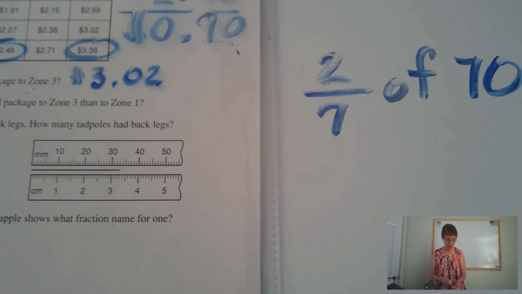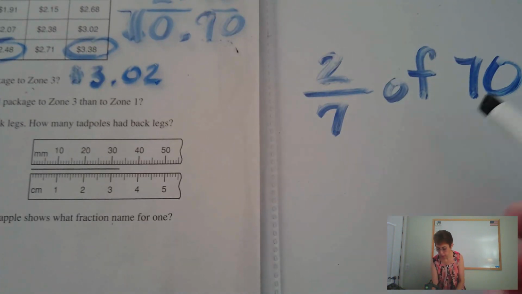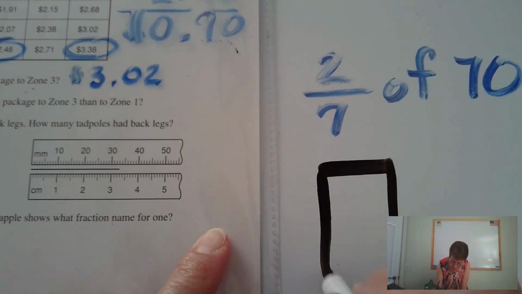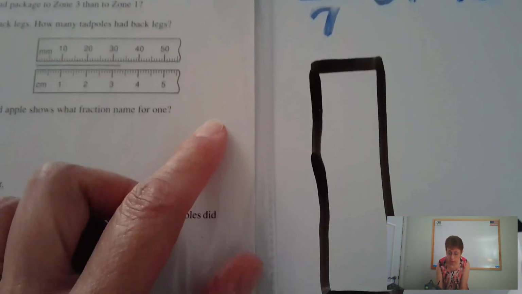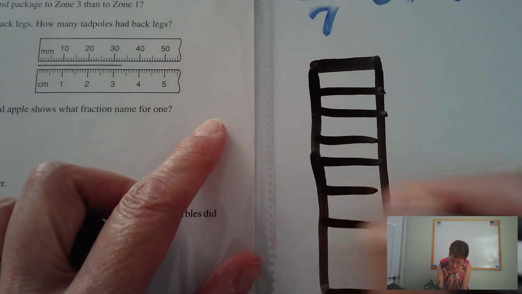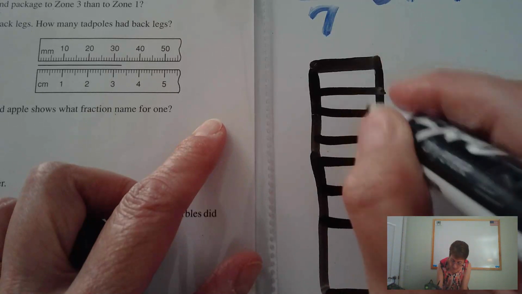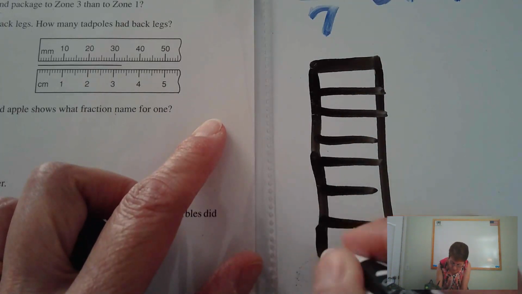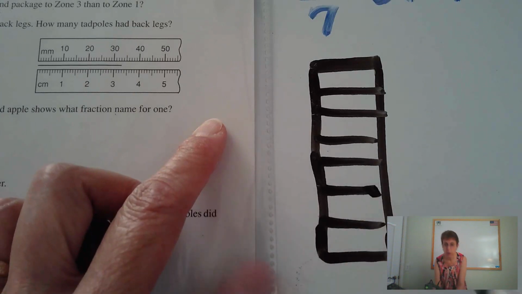So now we're working out 2/7 of 70, fraction of a group. Remember how we do that. We're going to draw a rectangle. It needs to be divided up into 7 equal parts. 1, 2, 3, 4, 5, 6. We can make this one a little bit smaller. Okay, there are 7 parts.